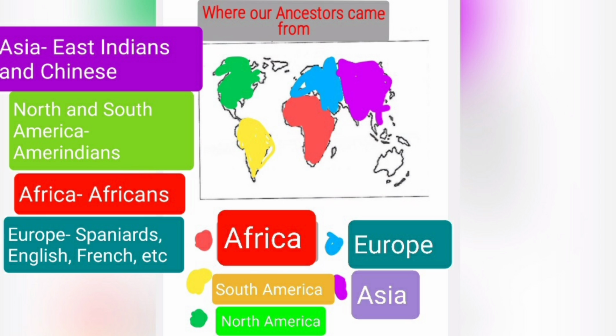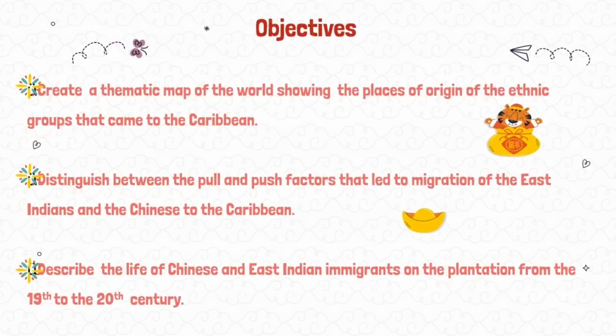Now, though the focus is on East Indians and the Chinese, it is still important for you to know the other groups and the history behind their migration to the Caribbean. Moving on to the other objectives, you should be able to distinguish between the push and pull factors that led to the migration of the East Indians and the Chinese to the Caribbean. Also, describe the life of the East Indians and the Chinese immigrants on the plantation.